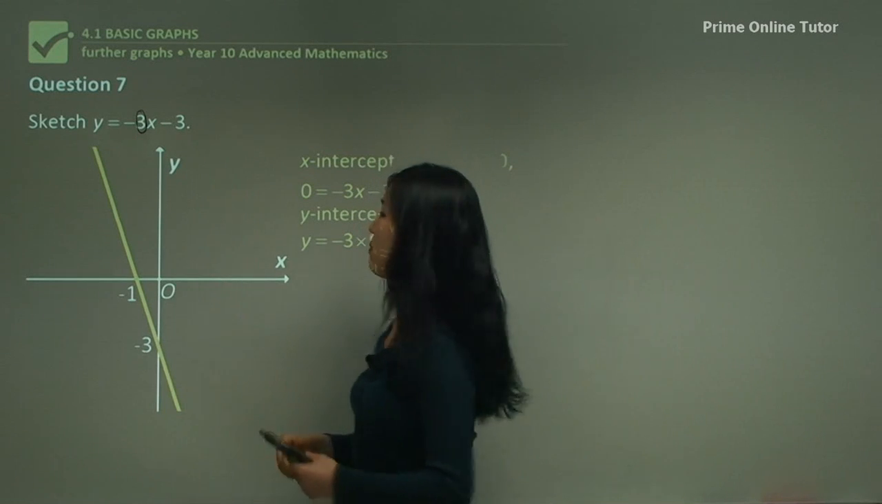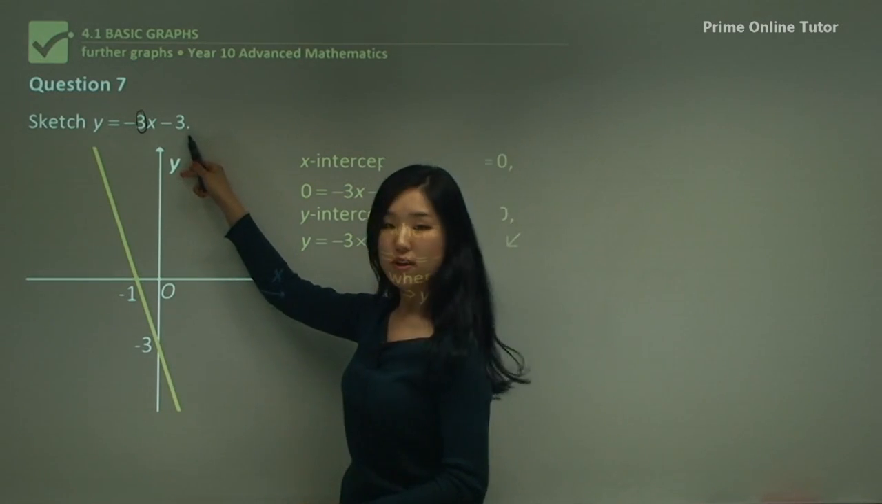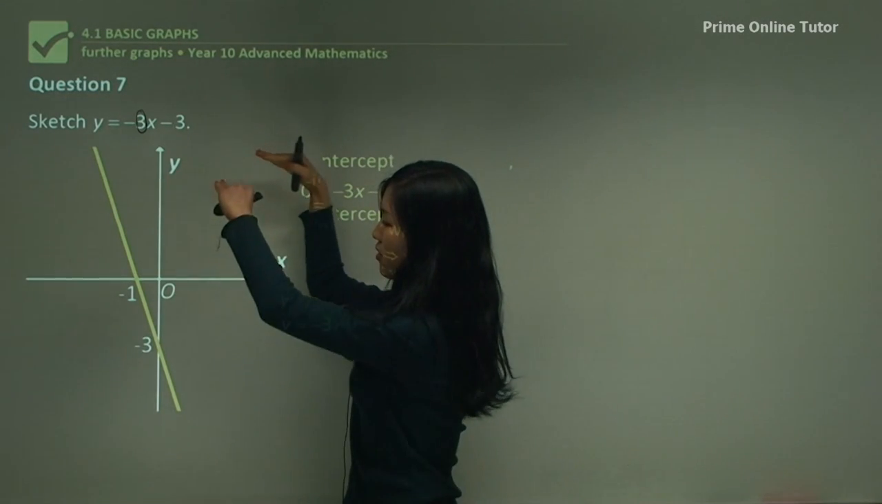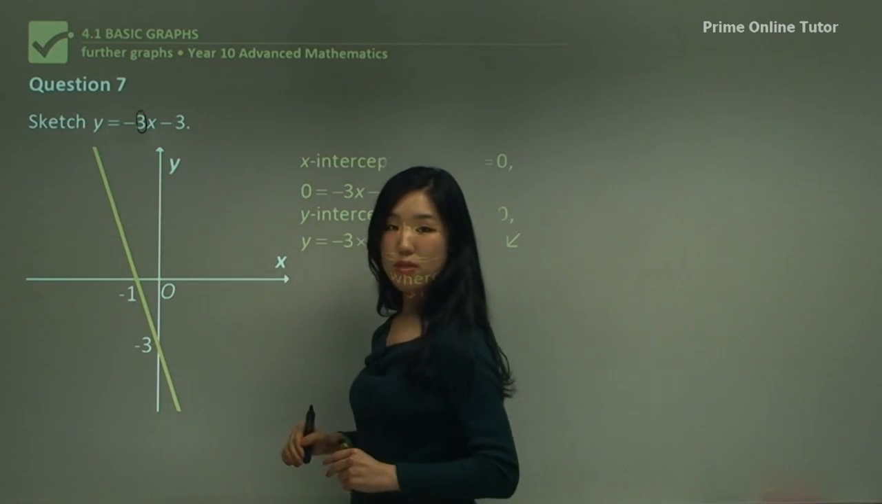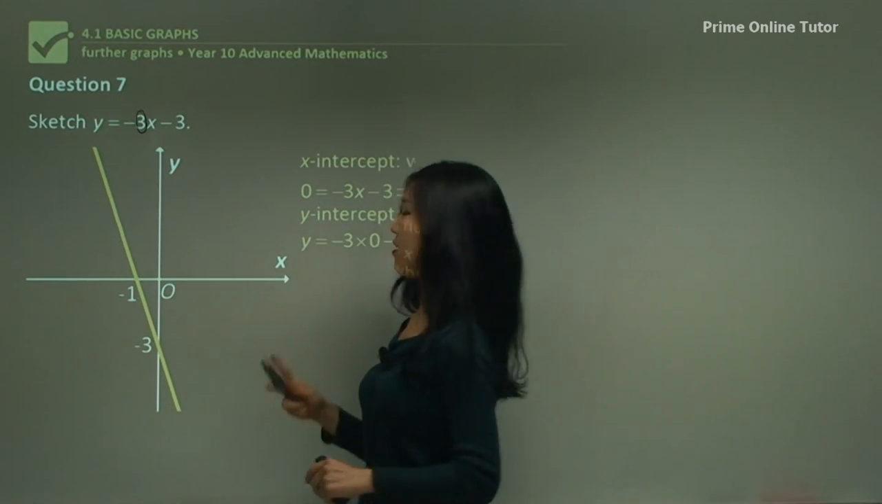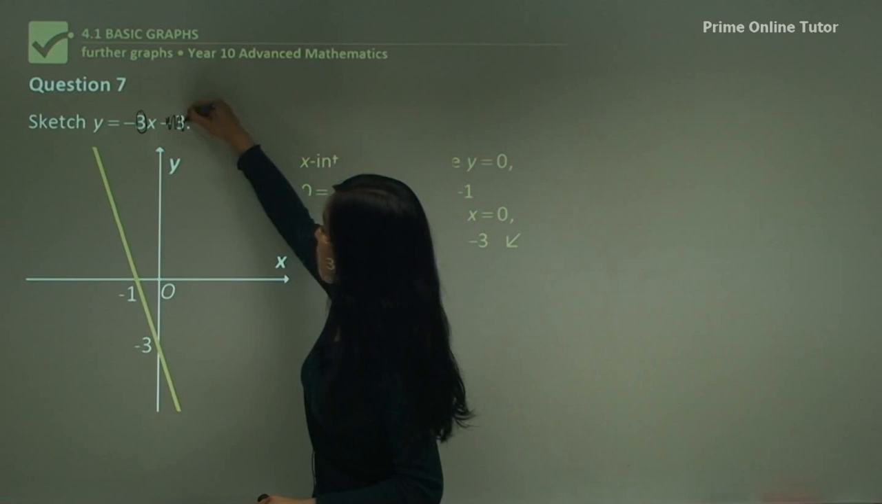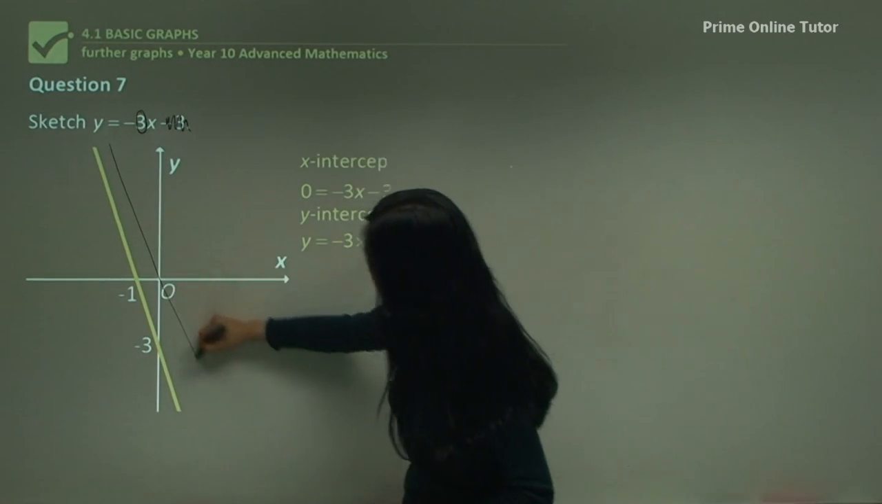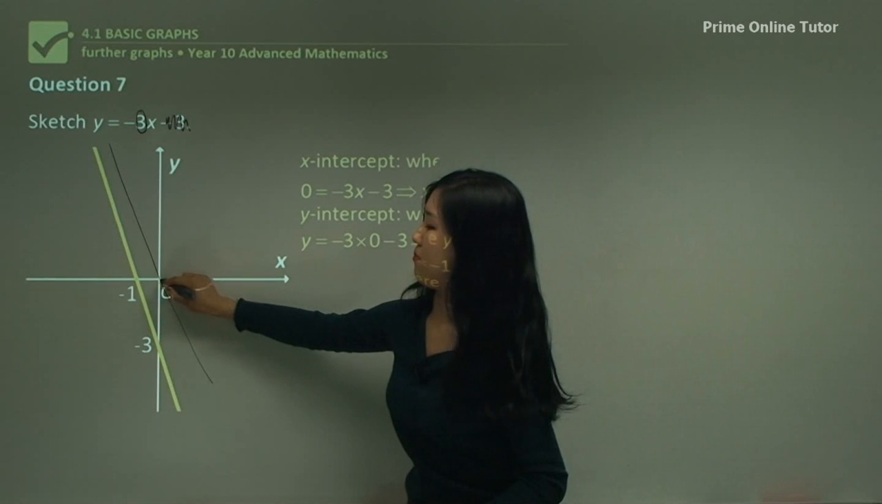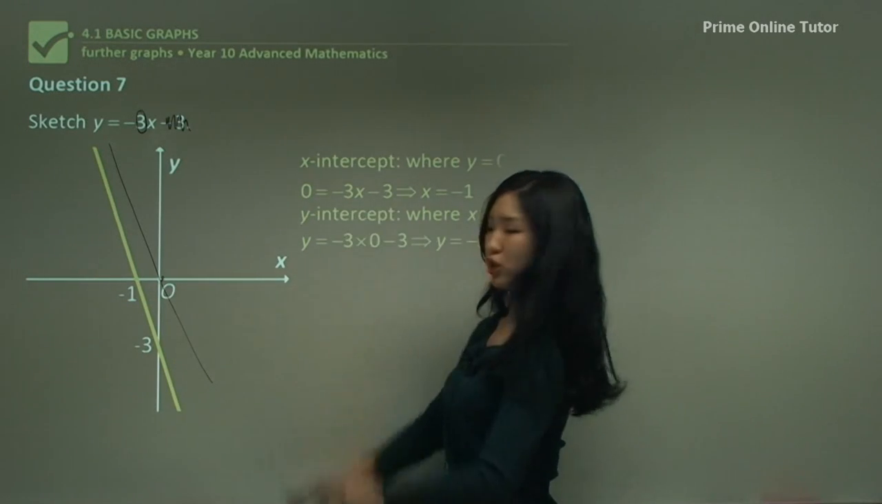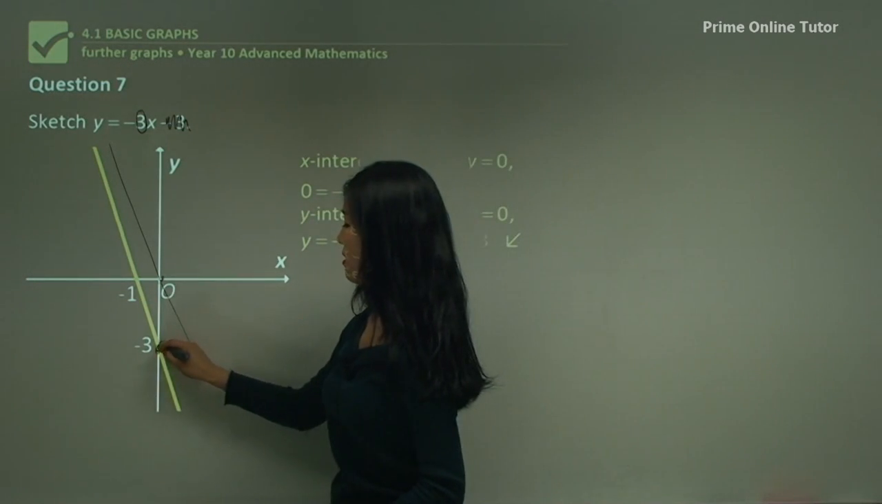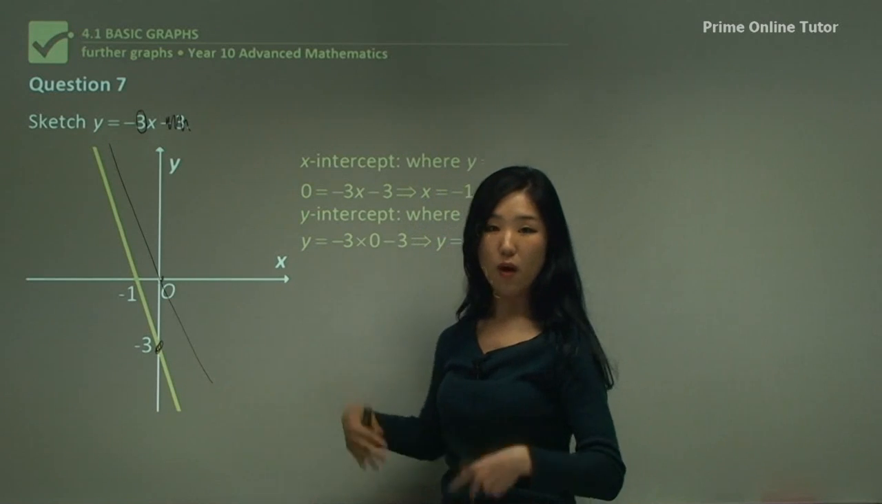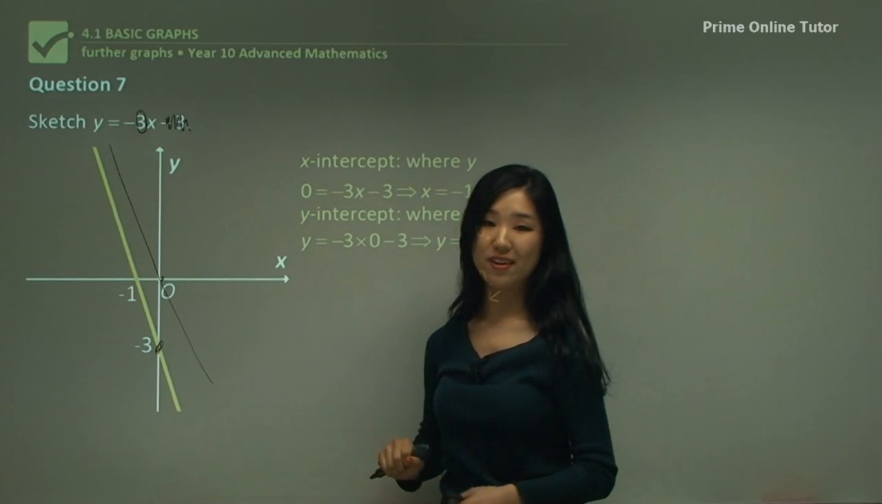It's very, very steep. And because we're subtracting 3, we've actually pushed it down by 3. Okay, so if there was no 3 there, it would probably just be at the origin. But because we push it down by 3, the y-intercept becomes less by 3 units.